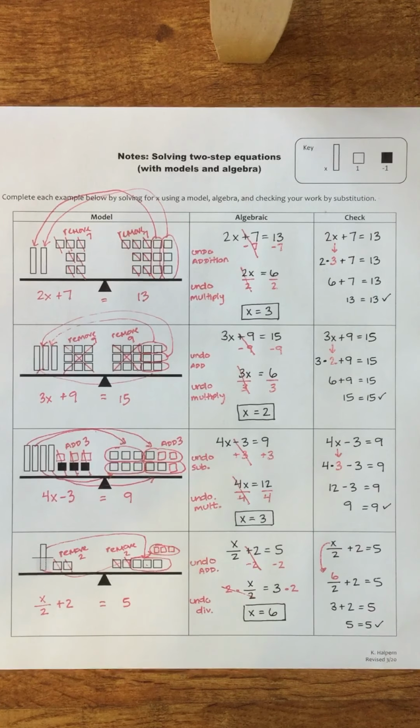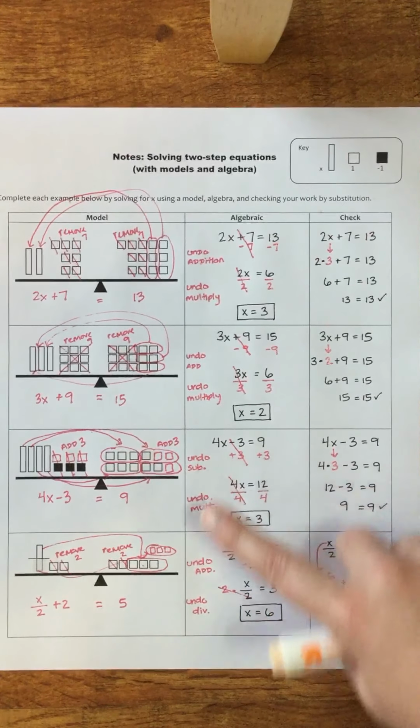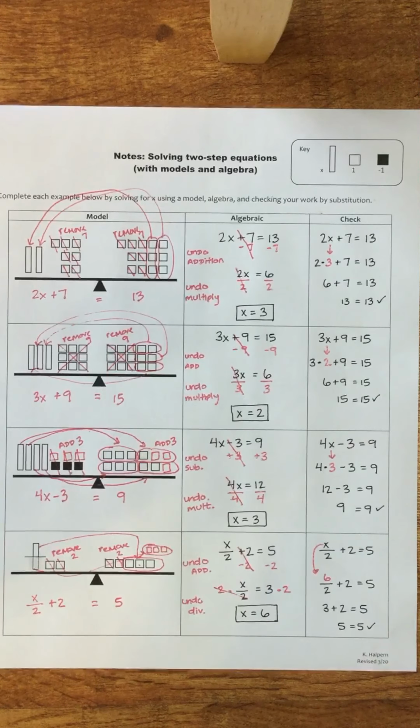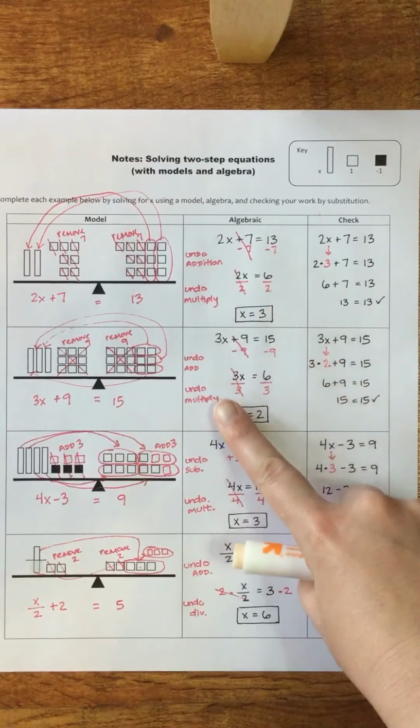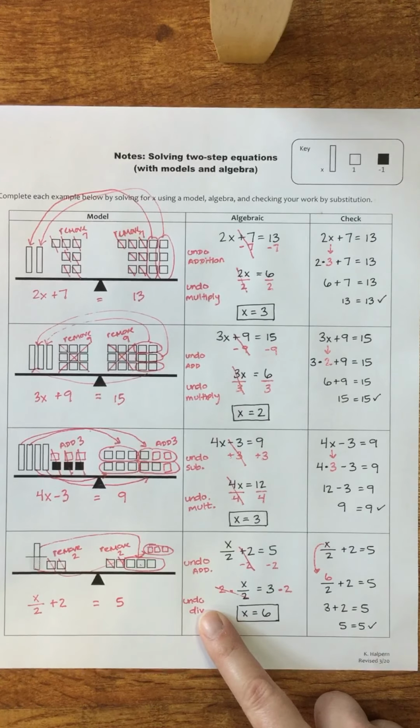If you didn't have a picture, you might wonder, how do I know what to undo first? There is a pattern that I hope you saw developing. I'll point it out to you right now. Look at the first things that we always undid. We undid adding, adding, subtracting, adding. Then we undid multiplying, multiplying, multiplying, dividing.